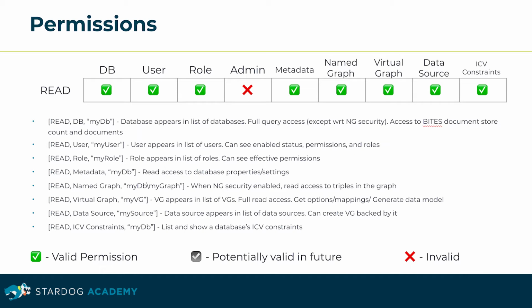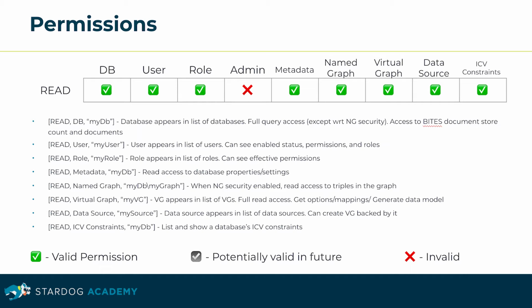Read on a user causes the user to appear in the users list, and allows the subject to see its enabled status, permissions, and role assignments. Read on a role causes it to appear in the roles list, and allows the subject to see its effective permissions. The read action on type metadata with a database name allows the subject to read that database's properties and settings. When named graph security is enabled, read permissions on named graphs can be granted.